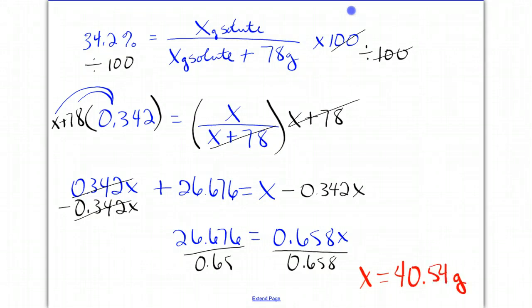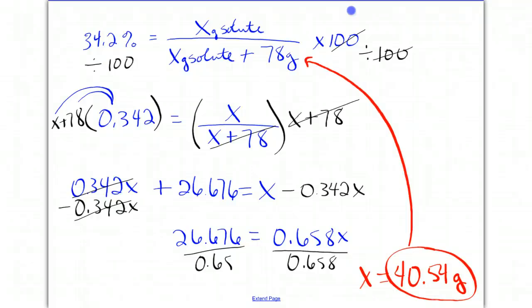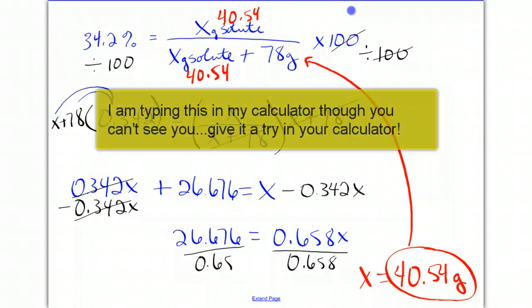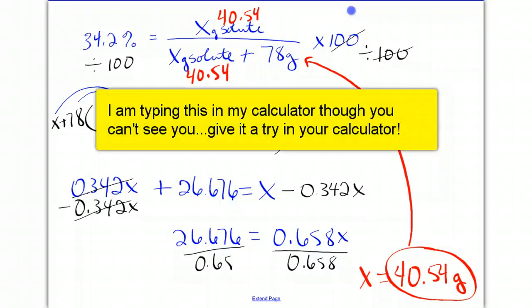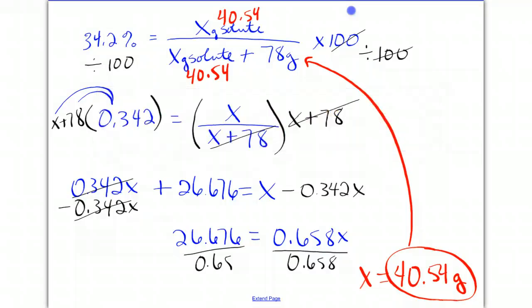What's nice about this is our amount of solute. We can actually plug that back into the equation up here, 40.54, and then we can solve this to see if we get 34.2%. So I'm going to do 40.54 divided by 40.54 plus 78 times 100, which does indeed give me 34.2%.